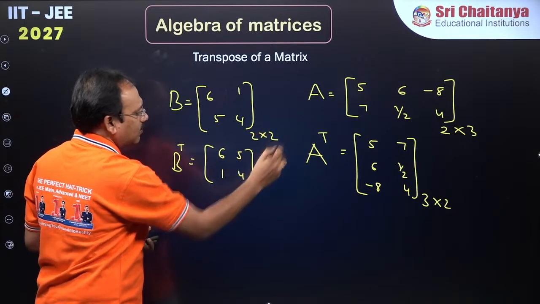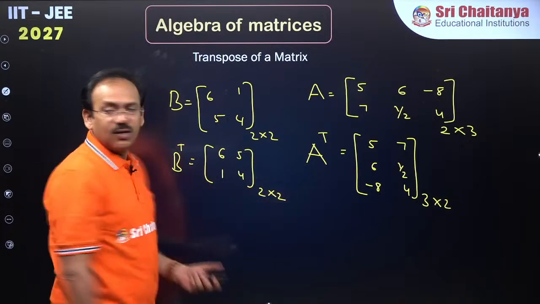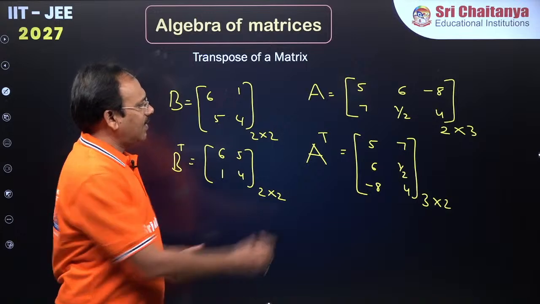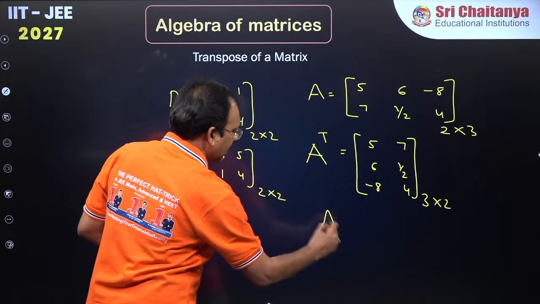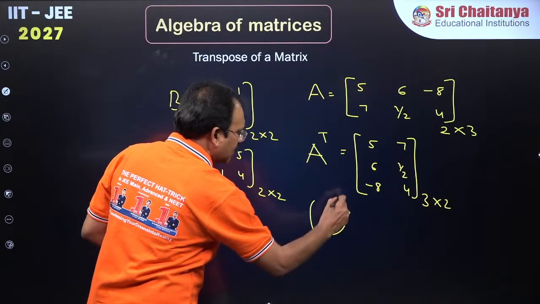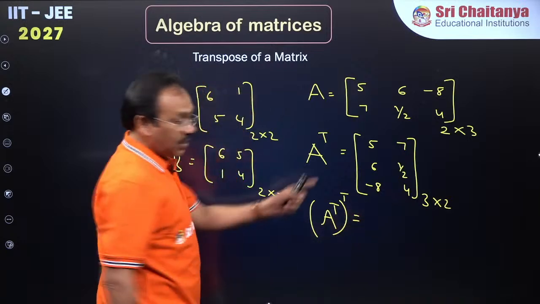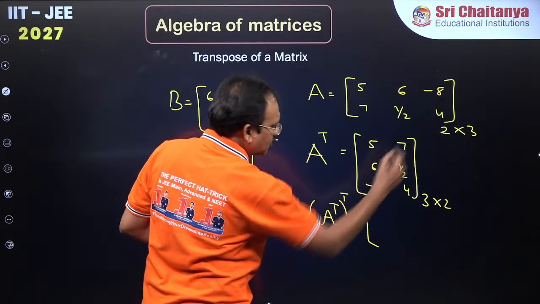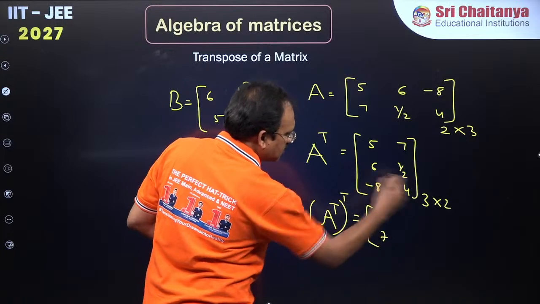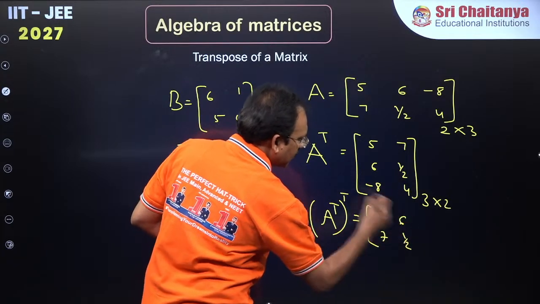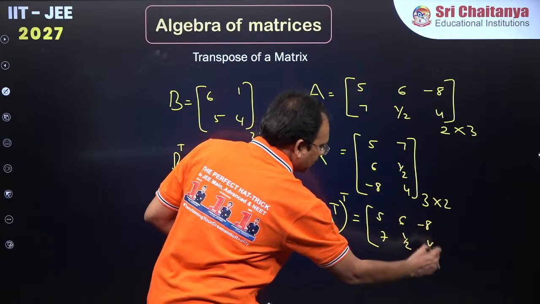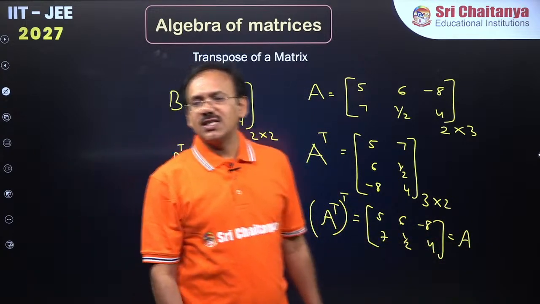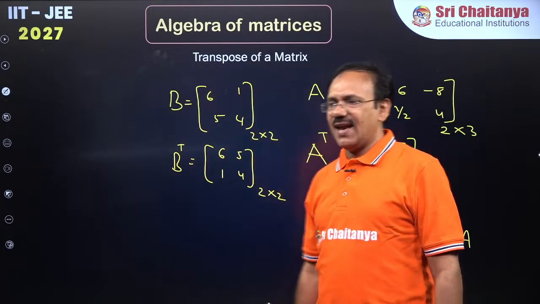Since it is 2 by 2, it is also 2 by 2. Got it, everyone? Clear? And here, if A transpose, can I say that A transpose whole transpose? If you transpose A, what will you get? First row you write as first column, second row you write as second column, third row you write as third column. You will get A itself. So A transpose whole transpose is nothing but A.